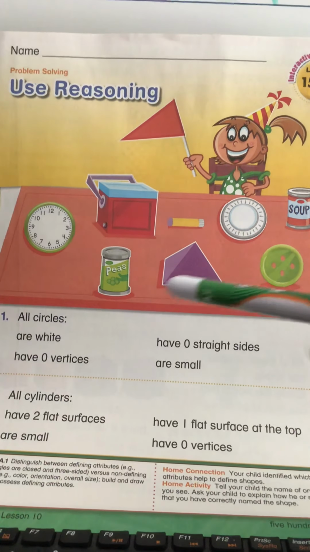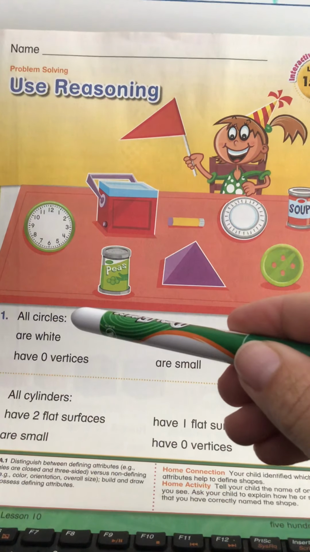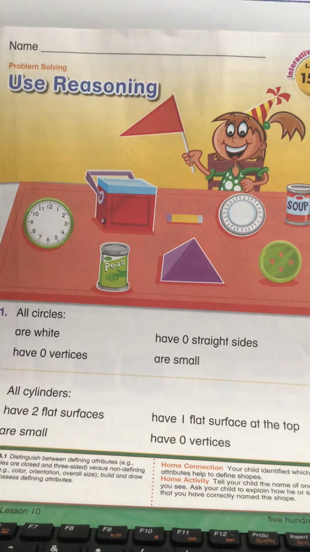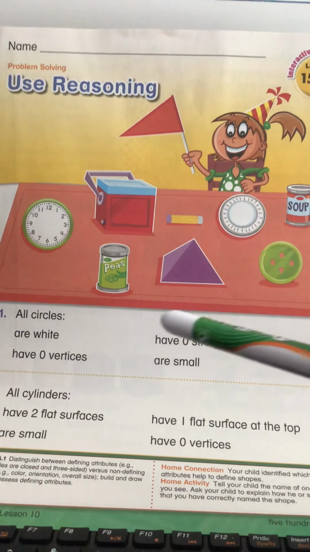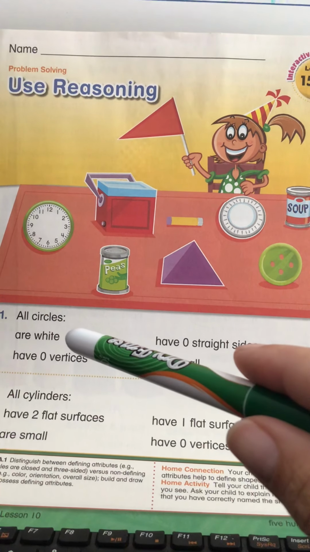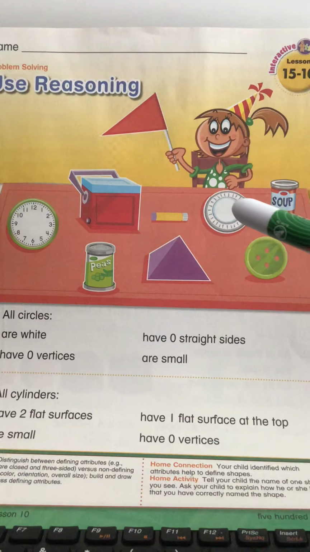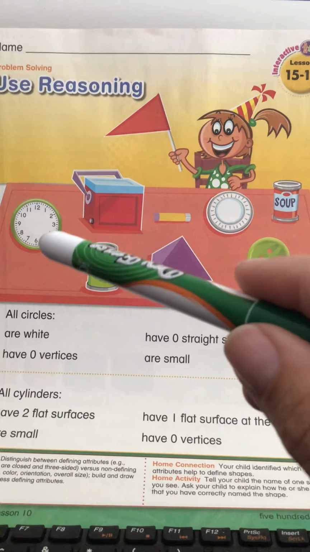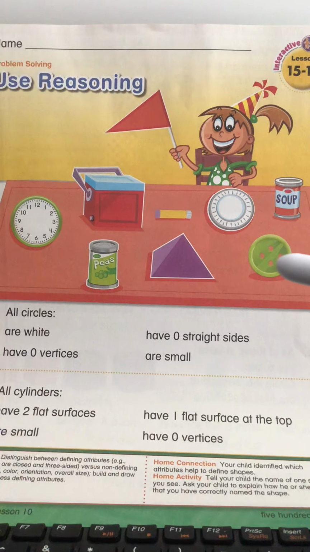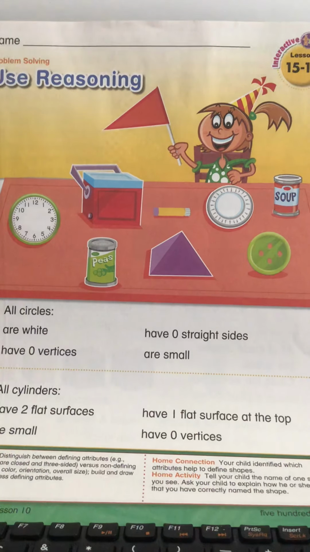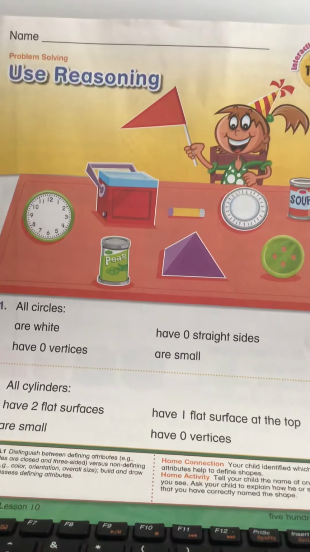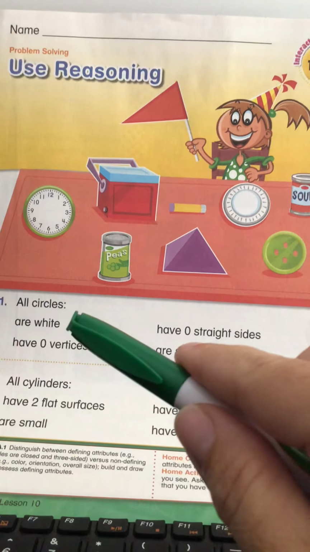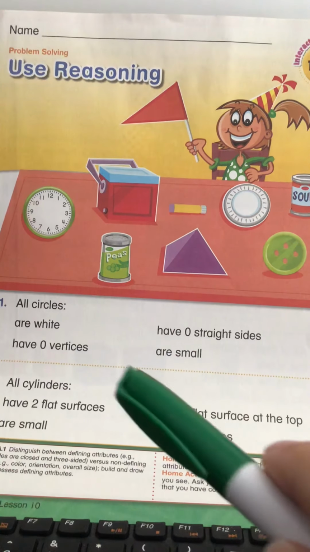So number one says all circles. So think about anything that you know that's a circle. Are all circles white? Well, this one's white, and this one's mostly white, but is this one white? Other things that are circles, are they all white? No, so we can't circle that. Not all circles are white. We have to leave that one alone.